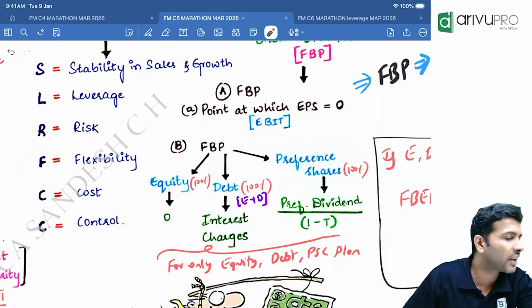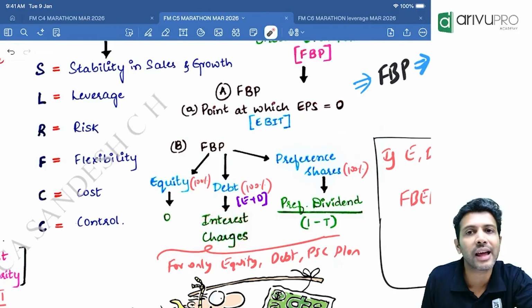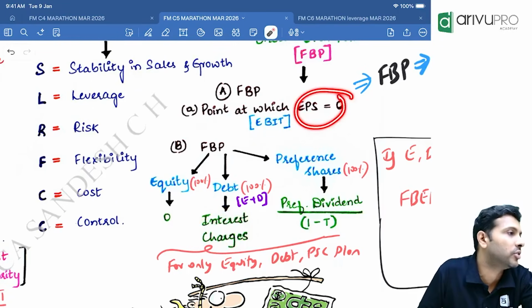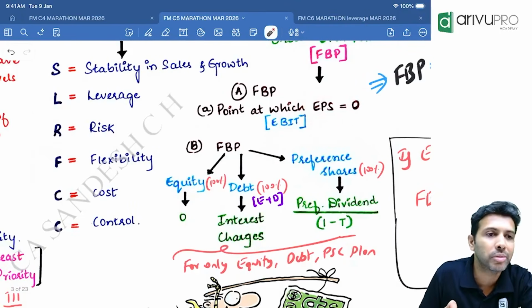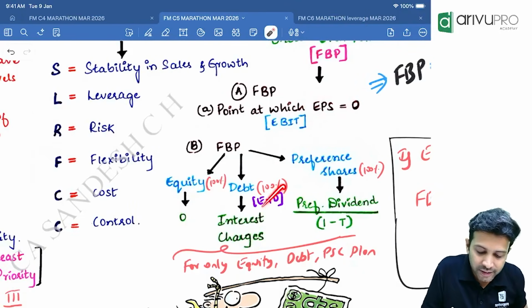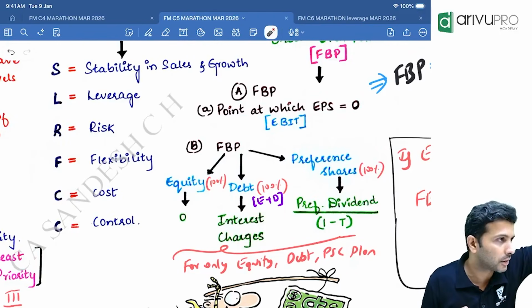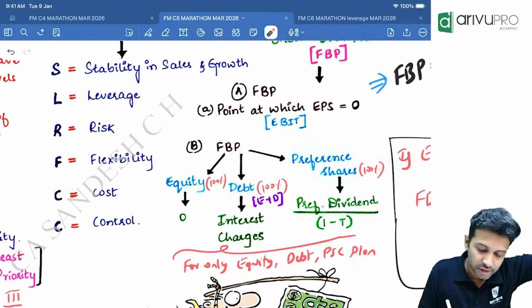Even if debt is part of your capital structure, then for EPS to become 0, EBIT should be exactly equal to interest charges. If interest charges are 10 lakh, EBIT also should be 10 lakh. Only then EPS will become 0. If interest charges are 5 lakh, EBIT exactly should be 5 lakh. If EBIT and interest charges do not match, you will not get EPS as 0, you will get a different number. Again, we have proved all this. Let's not go into that proving exercise now.